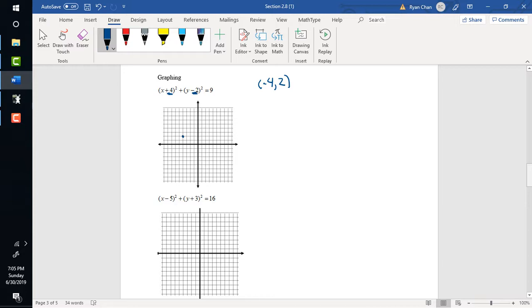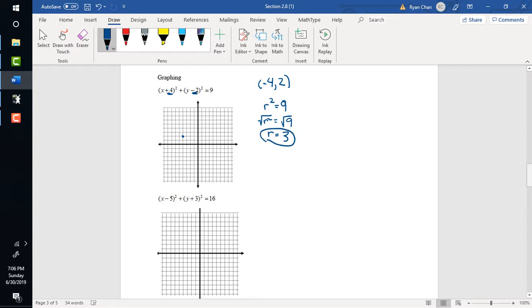Okay? And then my radius, r squared is equal to 9. So if I take the square root of both sides, r is equal to 3. Technically, it can be -3, but radius is a distance, so you can't have a -3. So my radius is 3 here, okay?